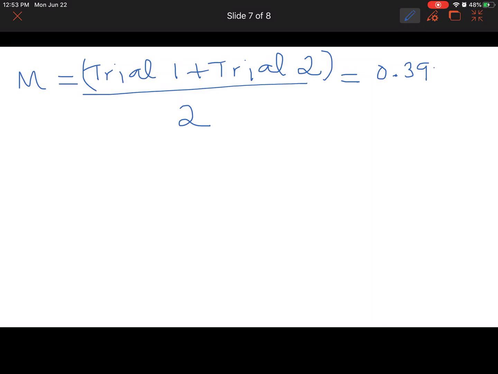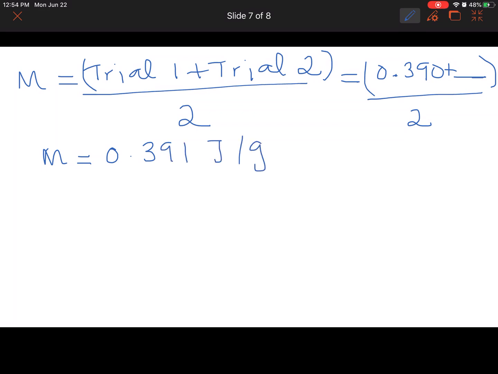So the first sample came to be 0.390, and then you put the other number here. It's not subtraction, it's just the number. And then you divide it by 2. Let's say, for example, once you divide by 2 you get an average specific heat of 0.391. This is an example, you don't use this. And so you write it down.